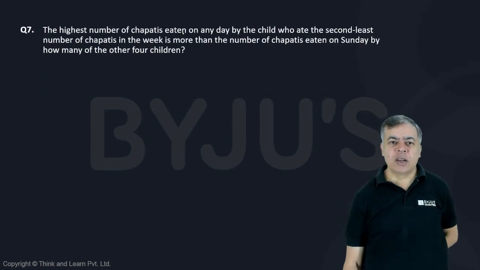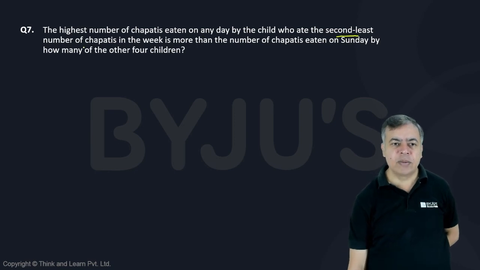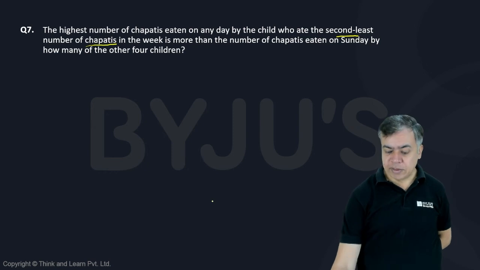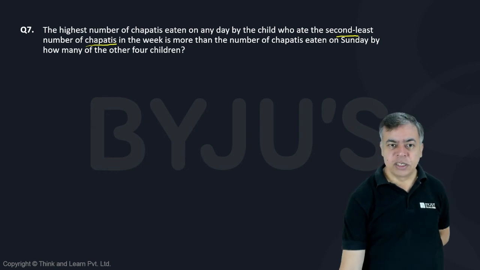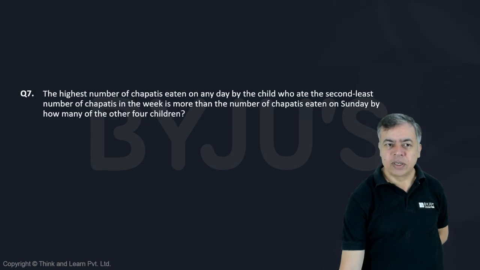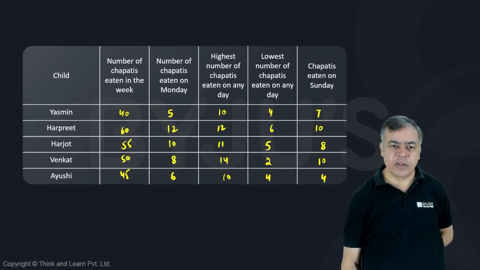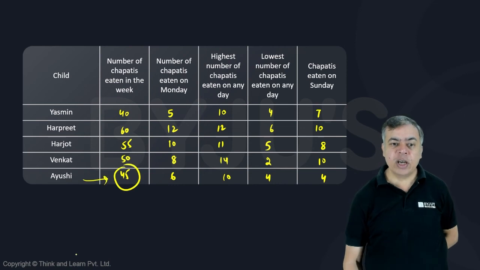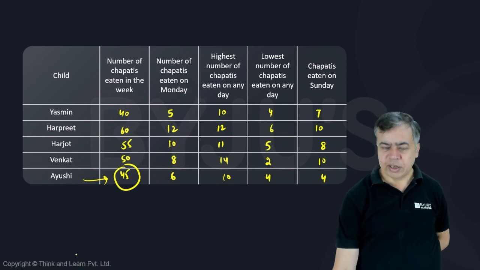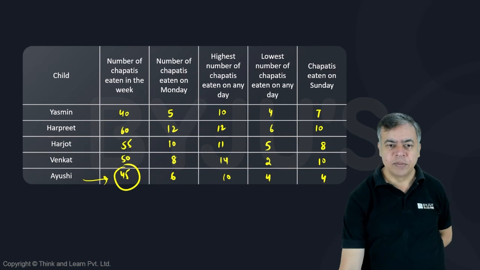The question: the highest number of chapatis eaten on any day by the child who ate the second least number of chapatis. Who is that? Least is 40, second least is 45. So he is talking about Ayushi.